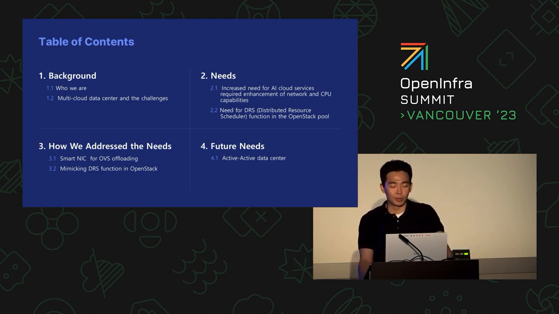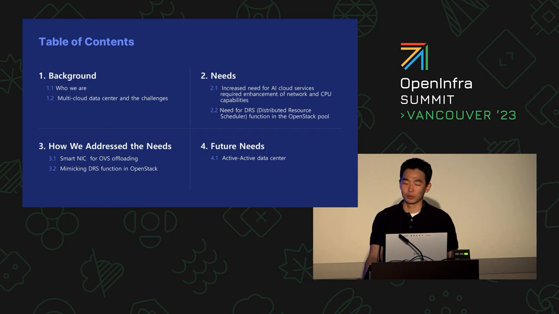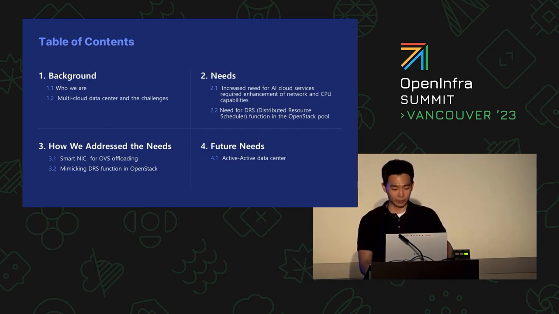And then thirdly, we'll address how we actually tackle these issues. Regarding the AI cloud, we are going to talk about SmartNICs and OVS offloading. And regarding VMware's DRS functions and mimicking those functions within the OpenStack pool, we'll be talking about how we were able to mimic them and provide them as a service through our portal. And lastly, we're going to talk about future challenges that we're also facing, and specifically about active data center architectures.